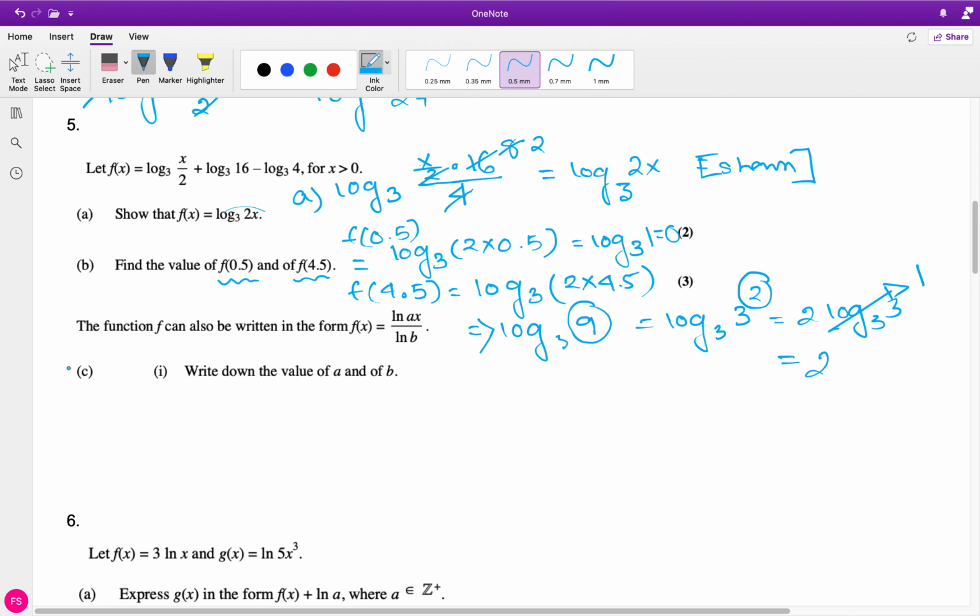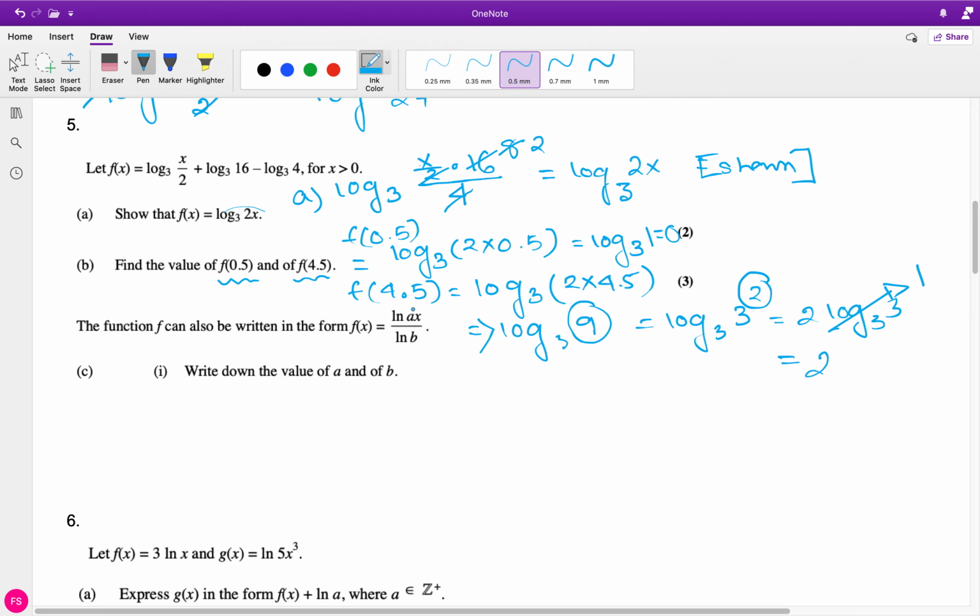The next part is C. The function f can also be written in the form of f of x equals to ln of ax over ln of b. Write down the value of a and b. That means we have to express this term and make it equal to this term. Now, like I told you before, the laws of logarithms, common logarithms, and natural logarithms are also the same. The only difference is the base is e. So it doesn't really matter. You can use ln as well instead of log. Let me do that.